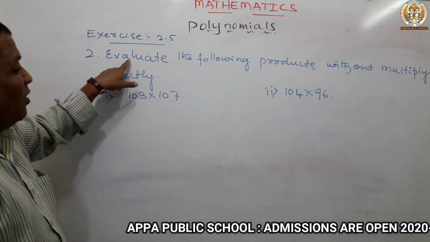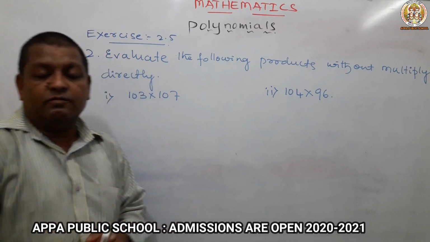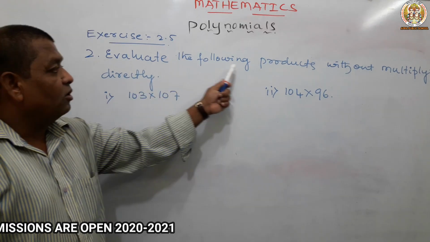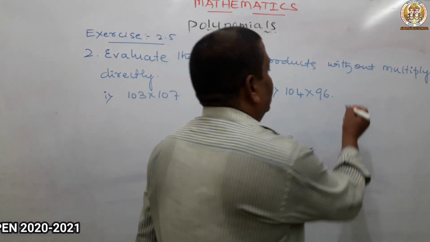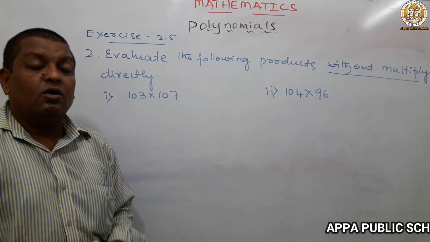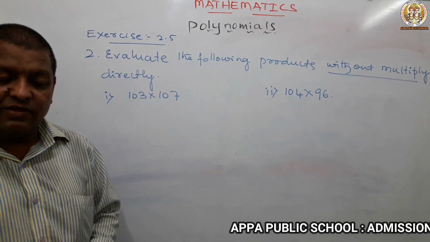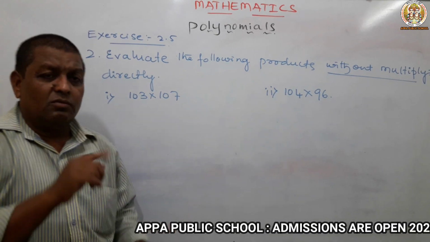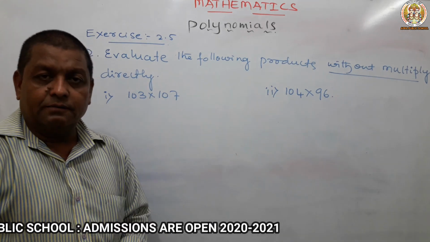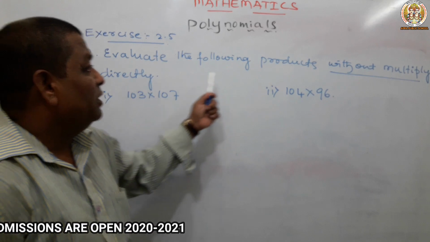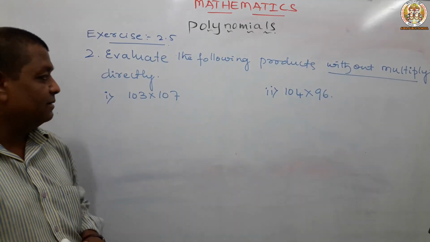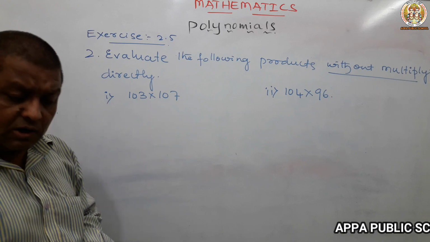Okay. What is the question? I am always repeating, spend a little time to understand the question. Evaluate the following product without multiplying. Without multiplying means we can't use the common method. When we get a multiplication sign, we will use our primary idea and multiply directly. But here we can't multiply directly. Then how to find the product?